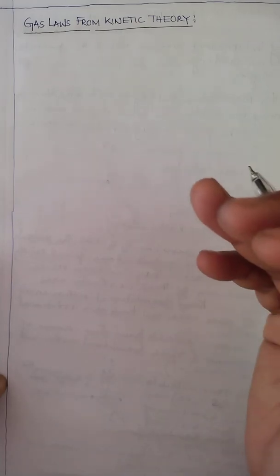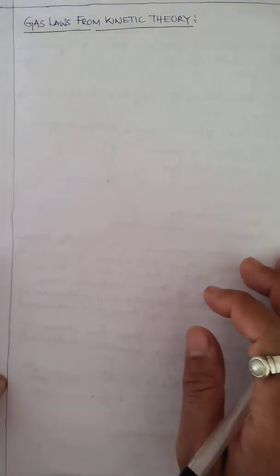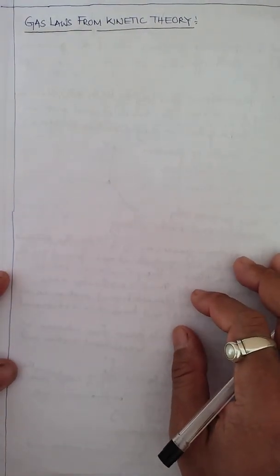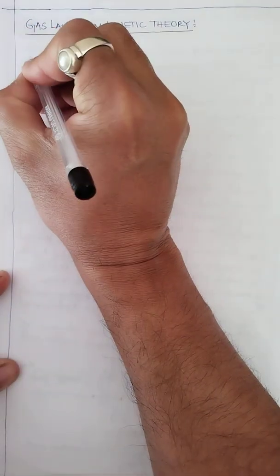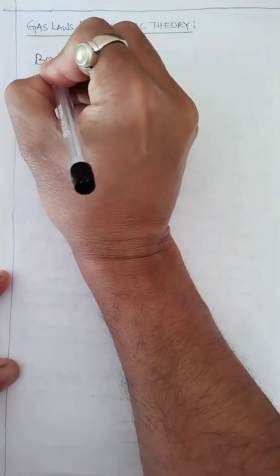Gas laws means Boyle's law, Charles' law, Avogadro's law. These are the laws that you have learned even in class 9. But these laws can even be verified by kinetic theory of gases. That means these laws are based on the kinetic theory of what? Gases. So to understand in detail the explanation of gas laws from kinetic theory, we do one by one. We start first with Boyle's law.